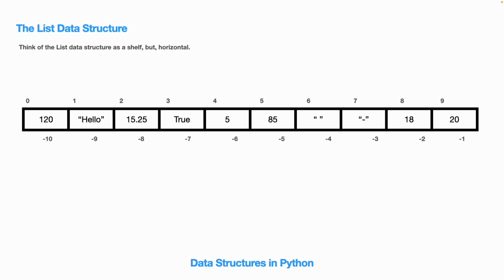Now, as you see on the screen, to determine the position of each item in a list data structure, we can have indices starting from 0 to the end of the list. Just like strings, where the indices start from 0 and keep going until the end of the string. So for this list, the element at position 0 is going to be 120. The element at position 1 is hello, and through to position 9 is 20.